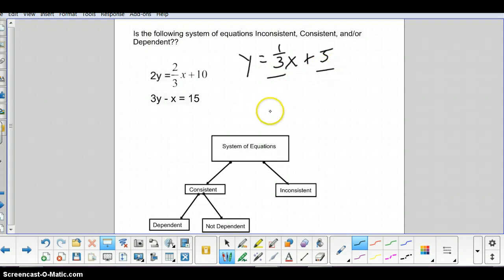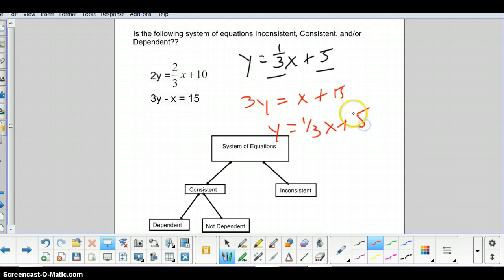In this other equation, I'm going to go ahead and use red for this one. I get 3y is equal to x plus 15. Divide by 3. y is equal to 1/3 x plus 5. Same slope, same y-intercept. These are exactly the same line. It means it's consistent, and because it's the same line, it is dependent. Alright, infinite solutions.